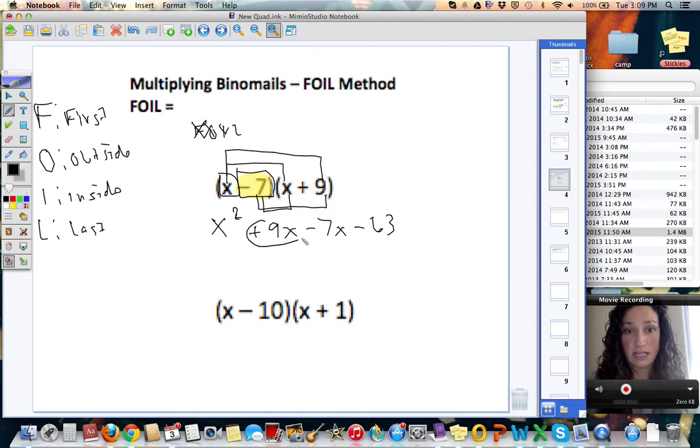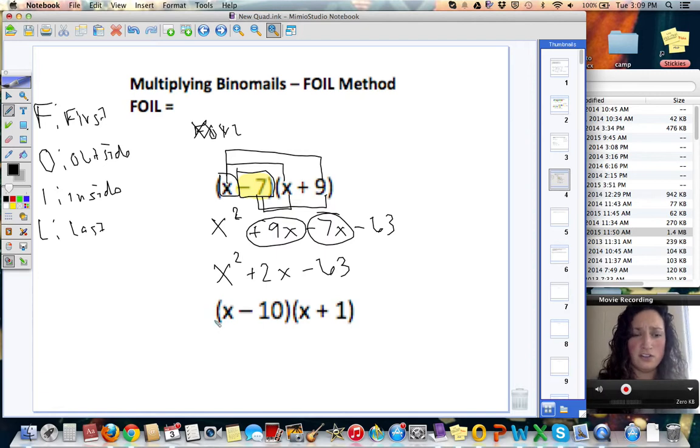Now I just combine my like terms. So I'll still have an x squared. Positive 9x minus 7x is plus 2x, and I still have a minus 63. And that would be my FOIL method. So down here, first I'll do it with FOIL, and then I'll explain with my cover-up.